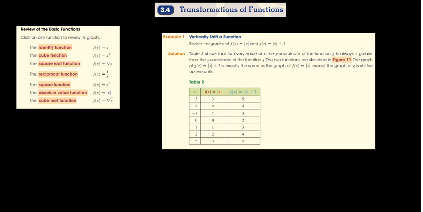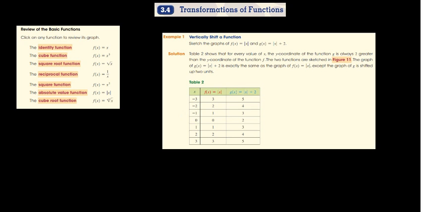Sketching the absolute value, if we plug in a -3 for x, then we get a +3 for our output. If we plug in a -2, we get a +2, and so on and so forth, because it is the absolute value function. The absolute value of any number, positive or negative, is that number's positive value.